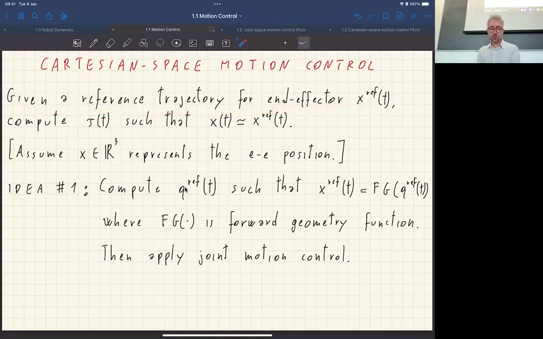And you want, again, to compute the joint torques, which are your motor commands, your control inputs, such that the trajectory of the end effector closely tracks the reference trajectory. To simplify our lives, I'm going to assume from now on that when I say the end effector, I mean the position of the end effector, not the position and the orientation, even though in practice, very often you also care about the orientation.